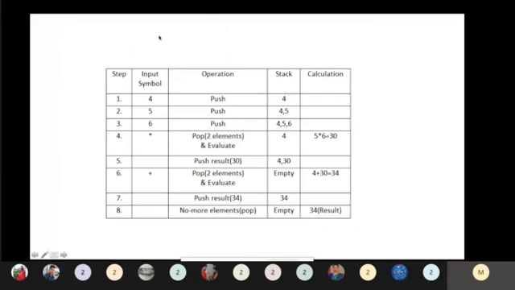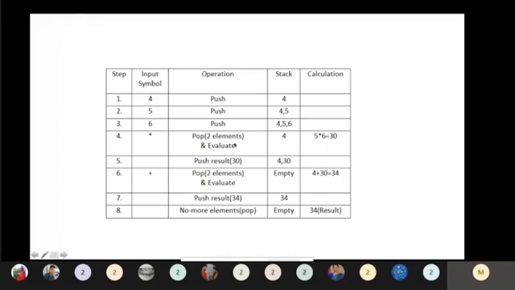With the help of this table we can also easily understand. Our input symbol is first a 4. Whenever we have an operand or value, we directly perform the push operation. Whenever you have an operator, you perform the popping operation on the topmost 2 elements. Once the calculation has been completed, the result is stored back in the stack. In our example we have 4, 5, 6. The first three are all push operations because they are values only. So the second step is 4, 5, and the third step is 4, 5, 6.